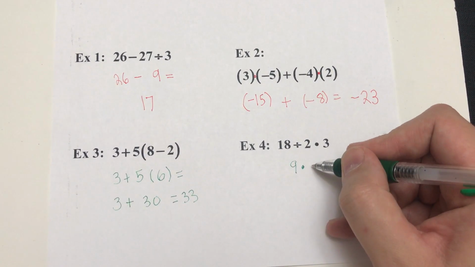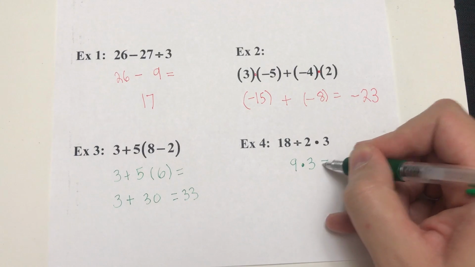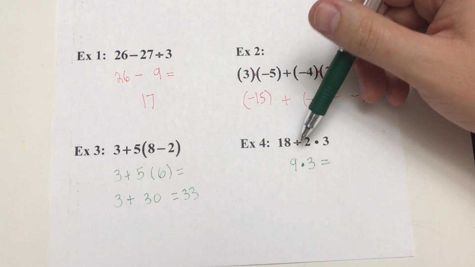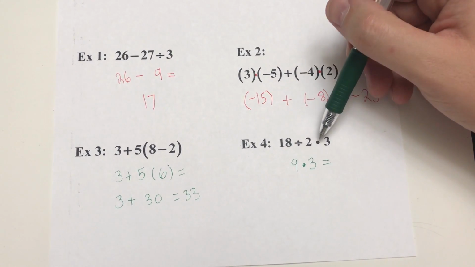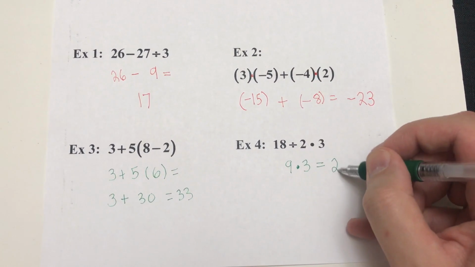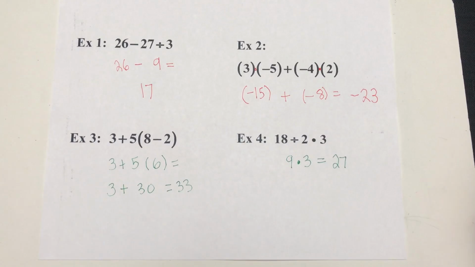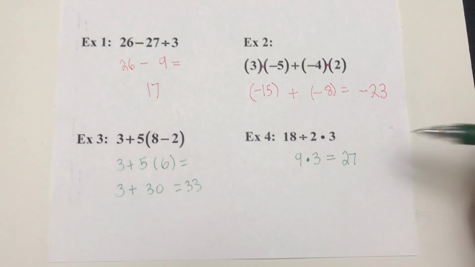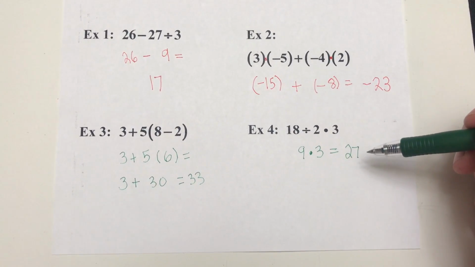Carry down the multiplication dot and the 3. Now that the division is done, we can now do the multiplication. 9 multiplied by 3 is 27. 27 is the correct answer.